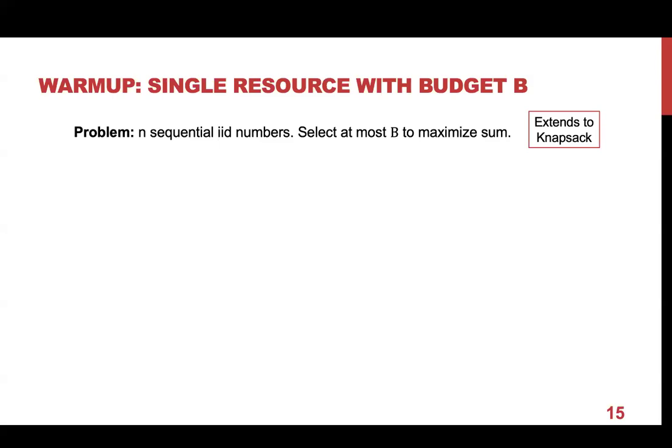You can extend all these things; you can think of this as some kind of online knapsack problem with budget B, and everything extends. The question is, how would I go about designing a good algorithm for this problem? I have no idea about the distributions in the beginning, but as I go along, I hope to learn about the distribution and do something about it. So how would I go about designing a 1 minus epsilon approximation, like a 99% approximation?